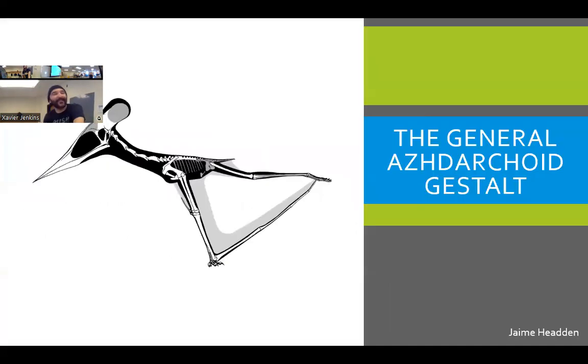So first, let's look at the average Azhdarchoid body plan as helpfully modeled by a Chaoyangopterid right here. What can you guys notice about it?